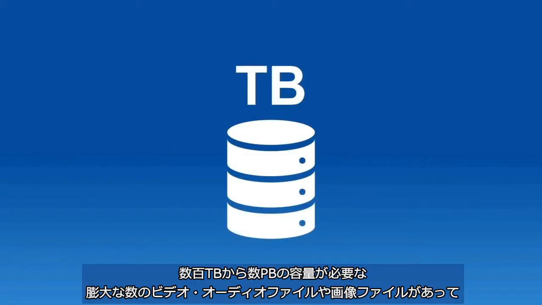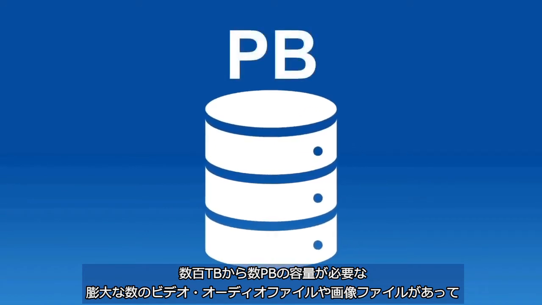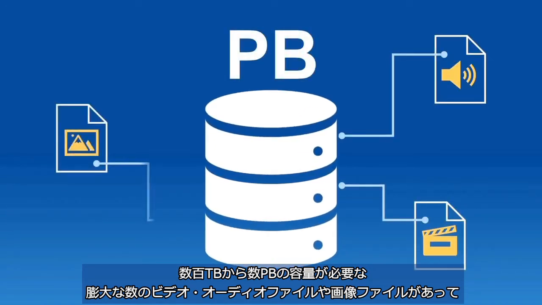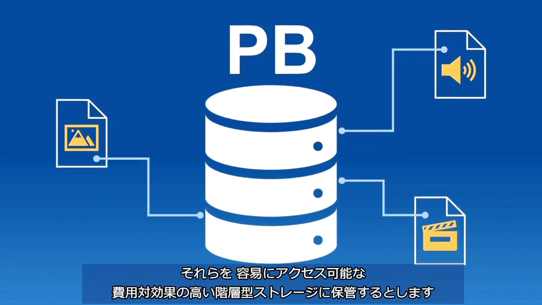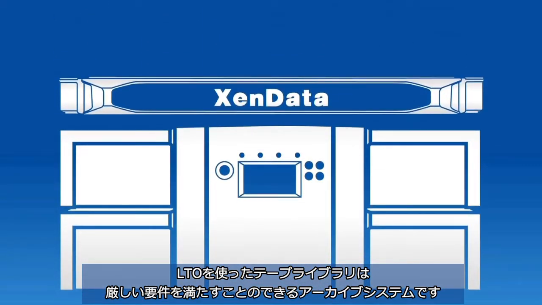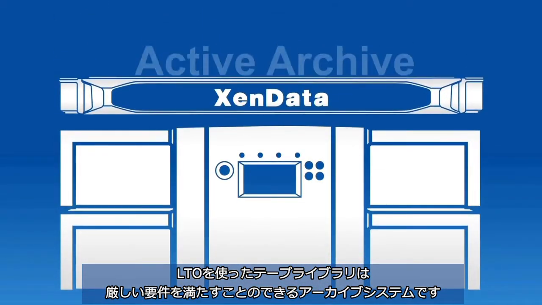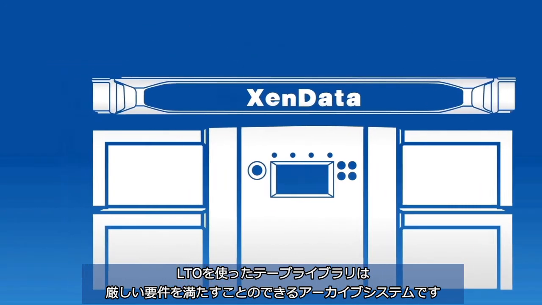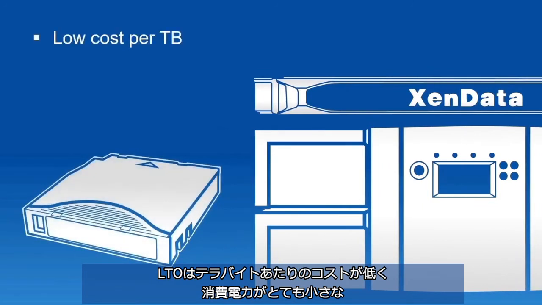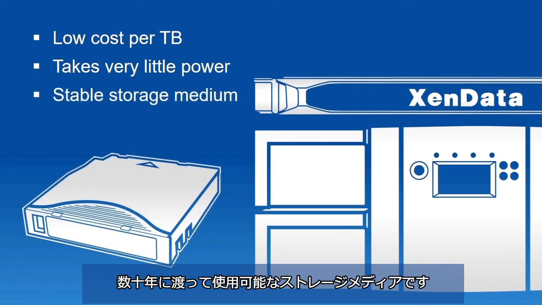You have from a few hundred terabytes to many petabytes of large files, such as video, audio, or image files that you want to retain in a cost-effective tier of storage that makes them easily accessible. LTO data tape stored in a robotic library creates an active archive, which is hard to beat for your requirements. LTO has a low cost per terabyte, takes very little power, and is a stable storage medium that lasts for decades.